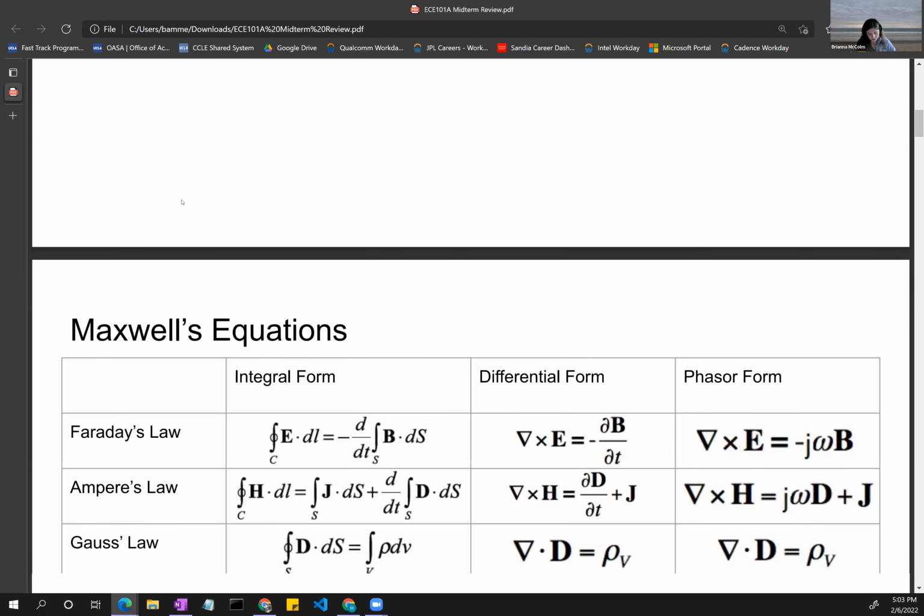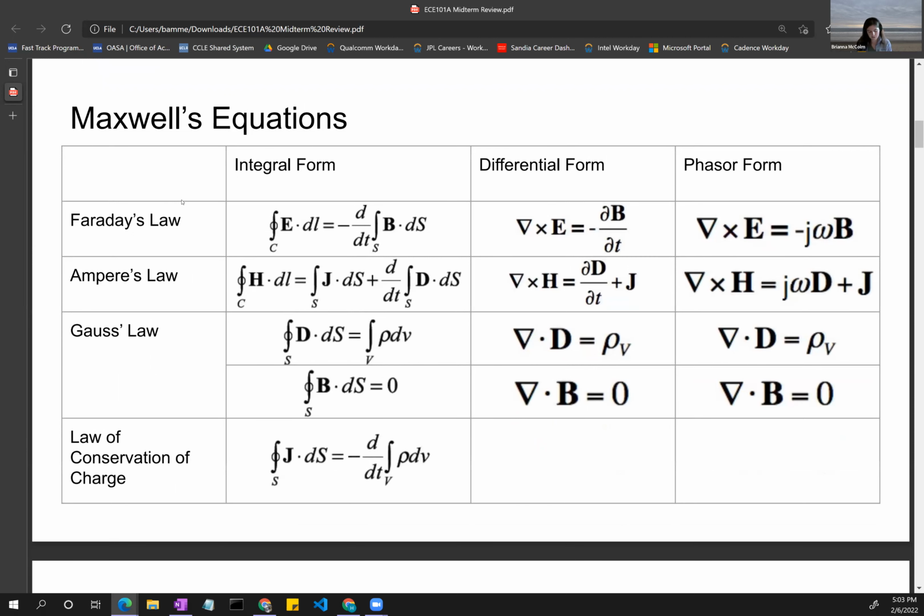So starting off with Maxwell's equations. These equations relate E, which is the electric field intensity, D, which is the electric flux density, B, which is the magnetic flux density, and H, which is the magnetic field intensity to each other. And based on the question that you're given, it can be useful to express these in a variety of different forms. So these forms are listed here.